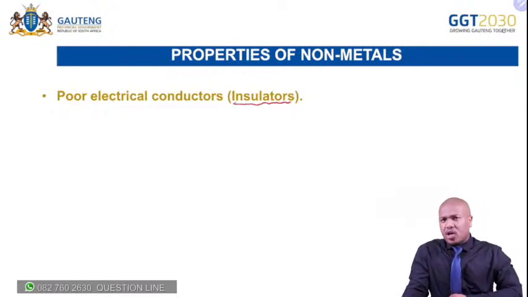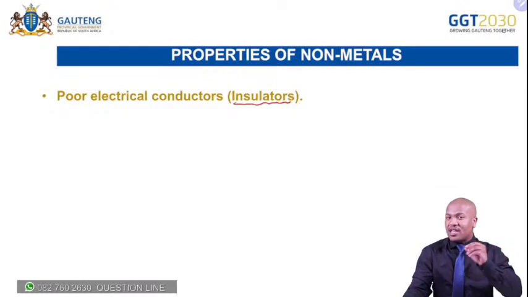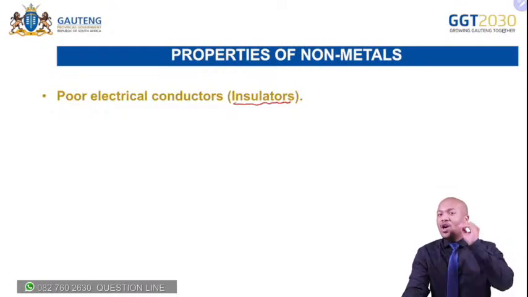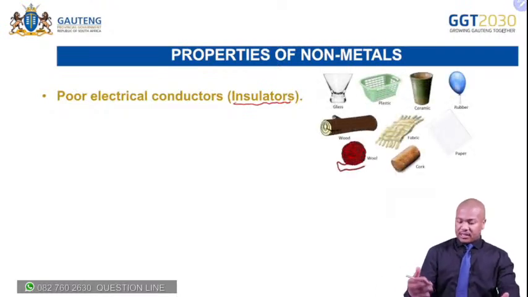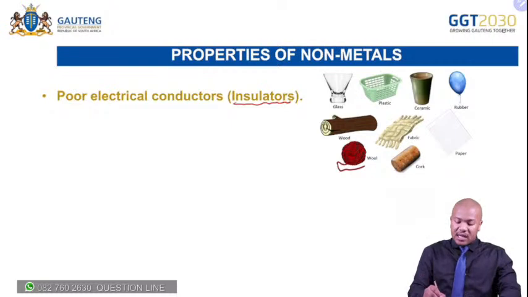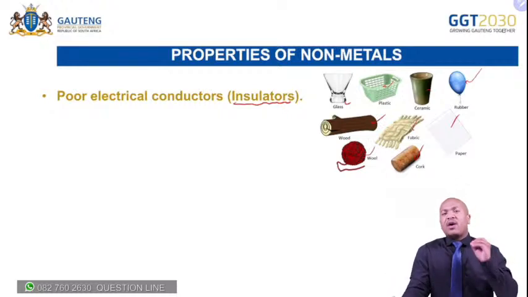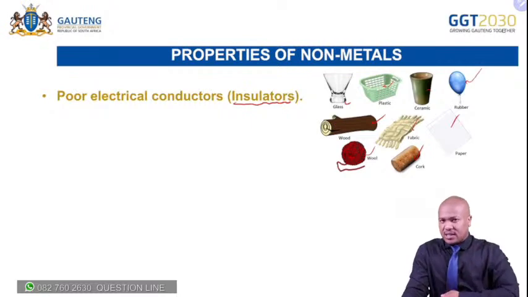So in grade 8, do you still remember insulators and conductors? We said conductors, they conduct what? Electricity. Insulators, they are poor conductors of electricity. For example, we have a set of pictures there. We have a glass as an example of a non-metal. We have plastic, ceramic, rubber, paper, fabric, cork, wool, and wood. Those are your examples of the non-metals which don't conduct electricity, right?